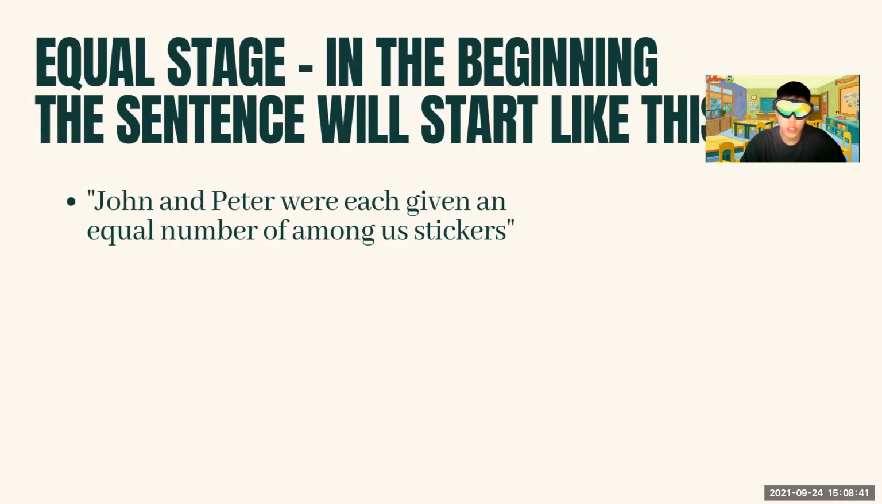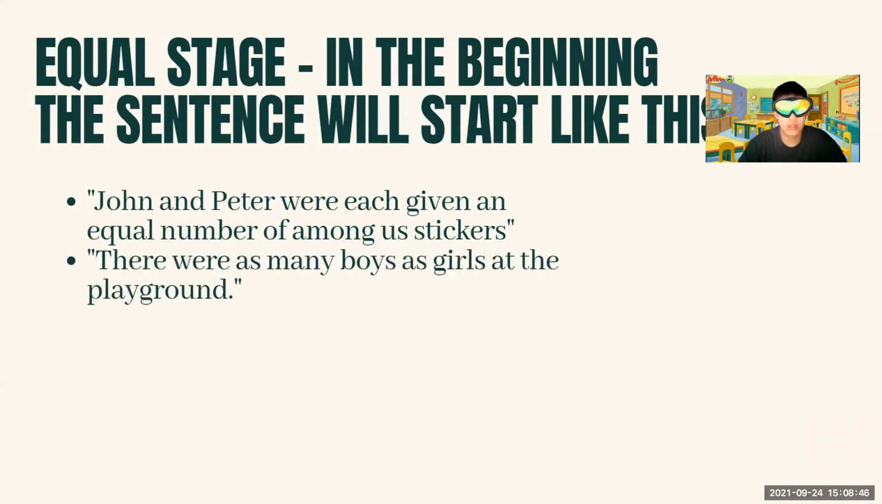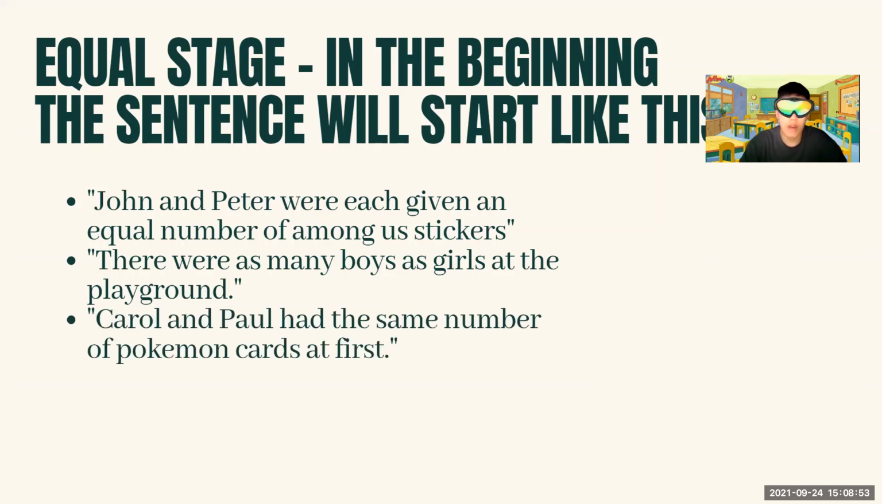The first one, John and Peter were each given an equal number of Among Us stickers. The second one, there were as many boys as girls at the playground. The third one, Carol and Paul had the same number of Pokemon cards at first.